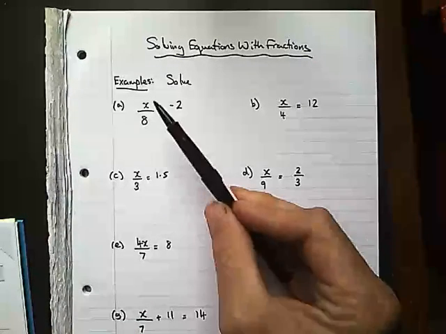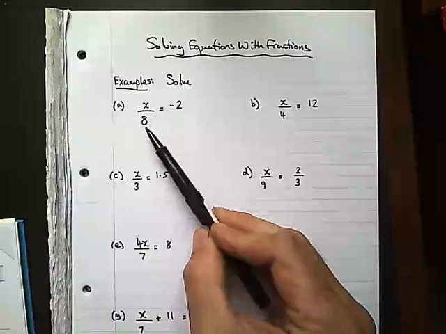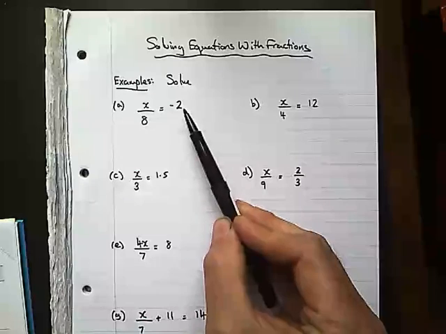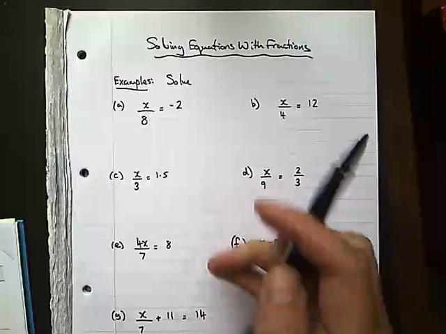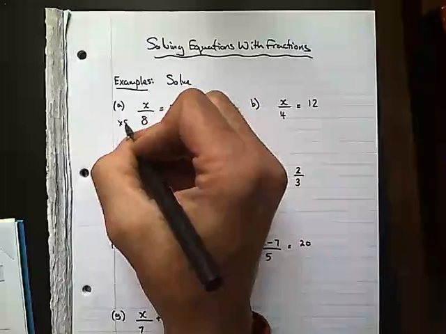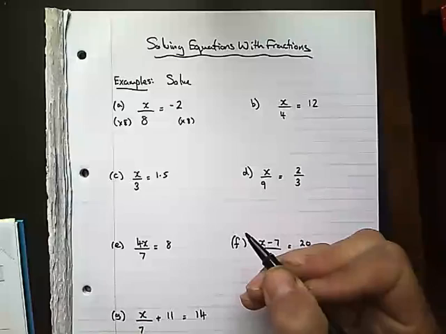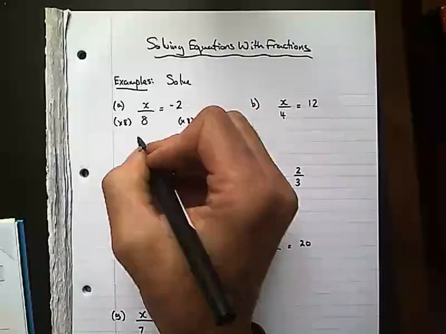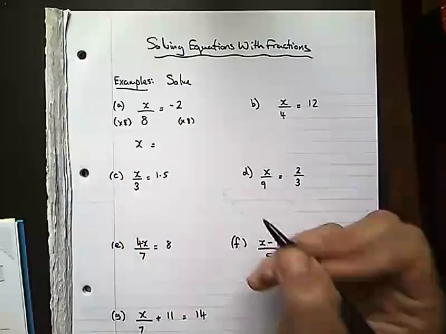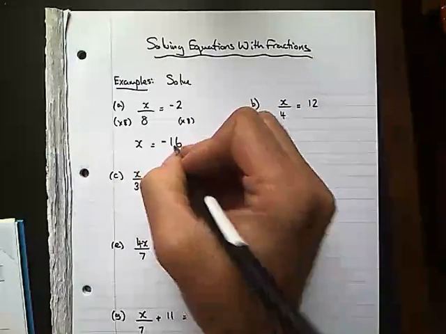So I've got in my first example, x divided by 8 equals minus 2. So I need to undo this divide by 8, and the way we do that is we times by 8. Do it on both sides, and that means you're going to be left with the x on its own on the left-hand side, and then 8 times minus 2 is minus 16, and that's your answer.